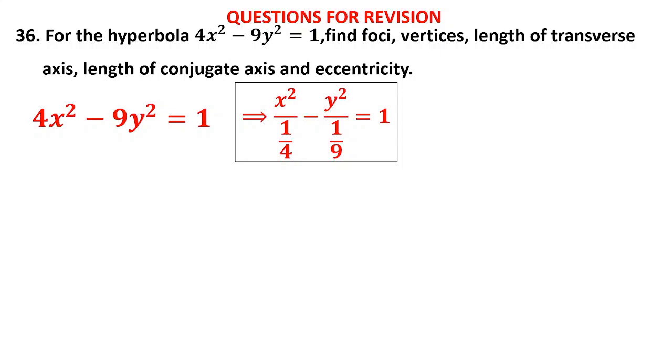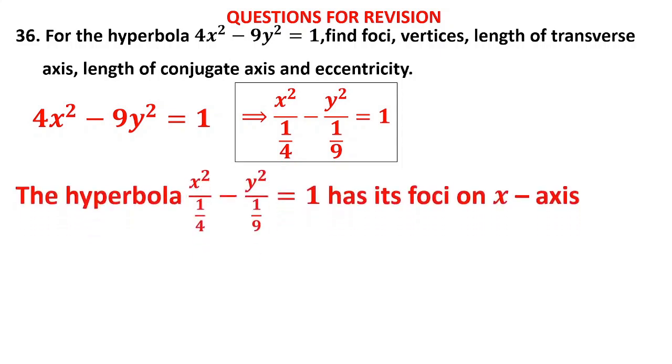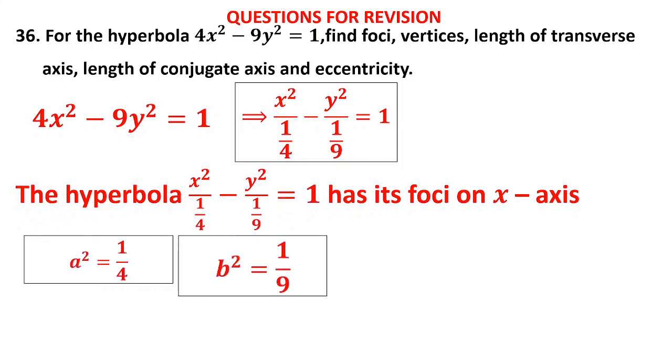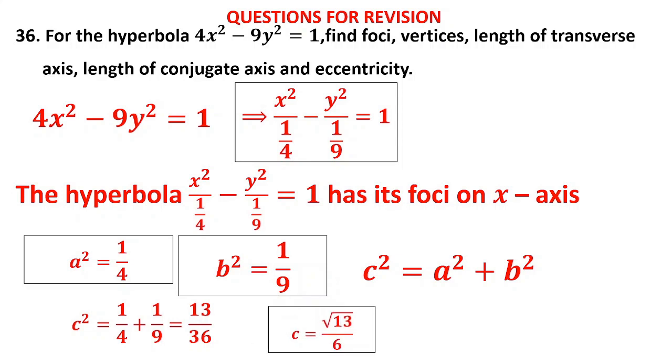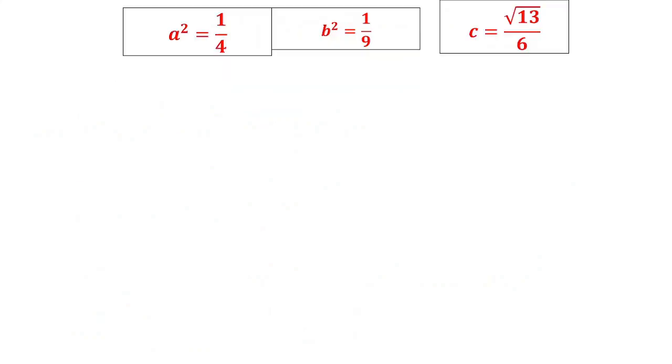Therefore, it is a first type of hyperbola having foci on the x-axis. Therefore, a square is 1 by 4 and b square is 1 by 9. Here, the formula for c square is a square plus b square. Therefore, when I add them, I am getting c square as 13 by 36. Therefore, c is root 13 by 6. Let us keep all of them ready now. Let us try to answer the questions now.